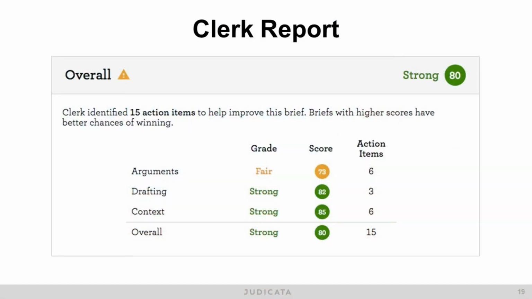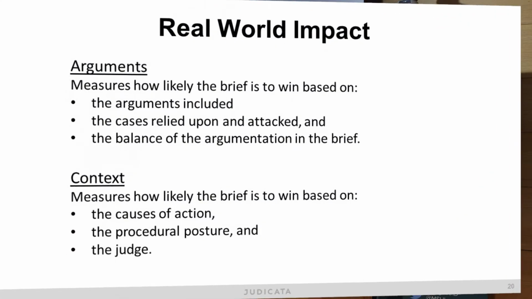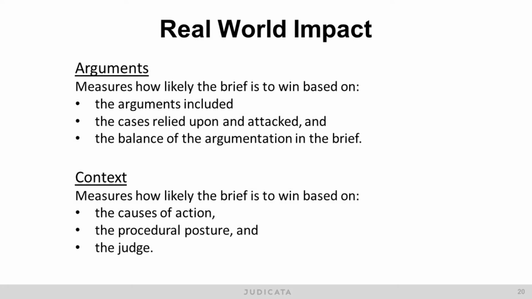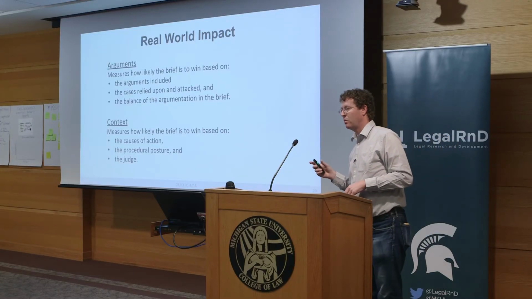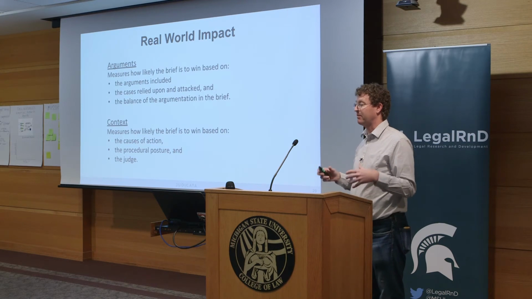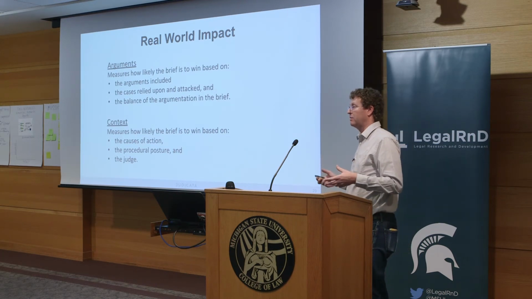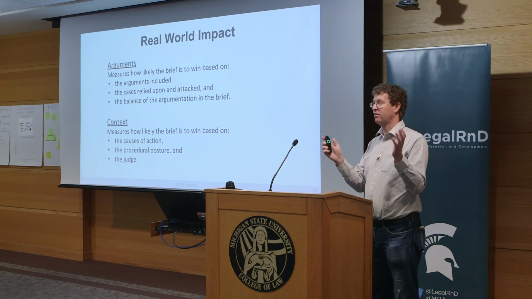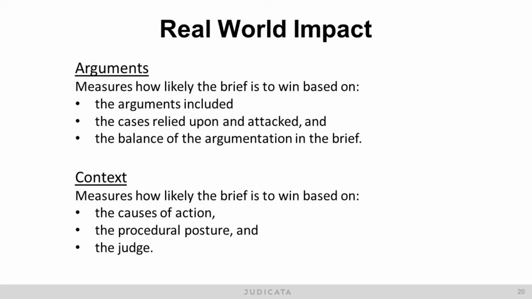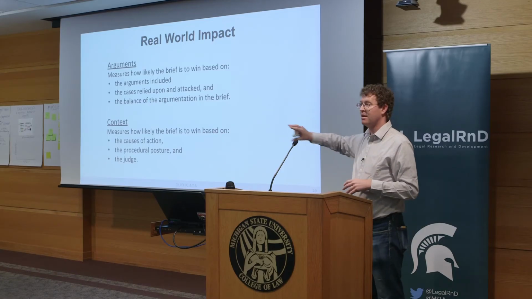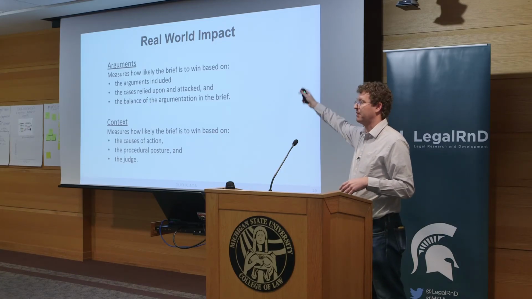We end up with this report, which again has the grades, something like what was shown before. And the context and the arguments, this is where it gets a little bit more interesting. Arguments measures how likely the brief is to win based on the arguments in the brief, the cases relied upon and attacked, and the balance of the argumentation. So you can look at that as a rough statistical measure of odds of winning. Context measures the likelihood that the brief is to win based on just generic information: causes of action, procedural posture, and the judge. So context is nothing about the brief. The arguments is everything about the brief.